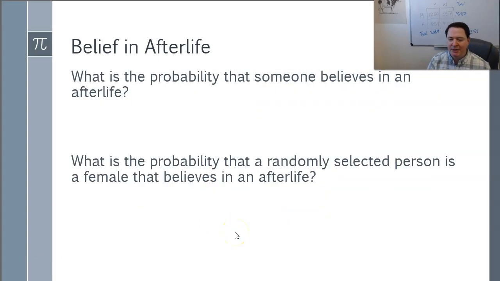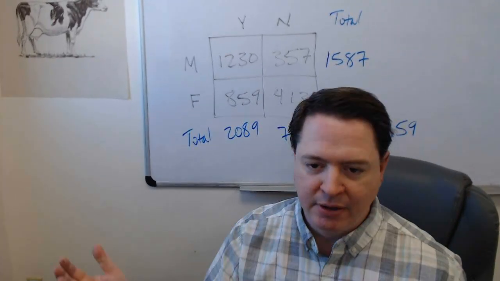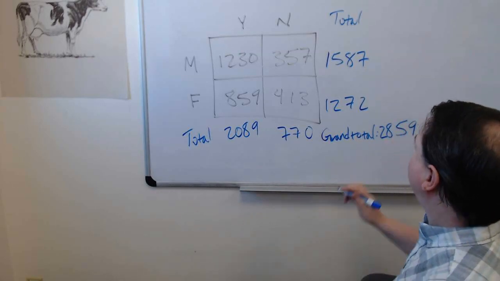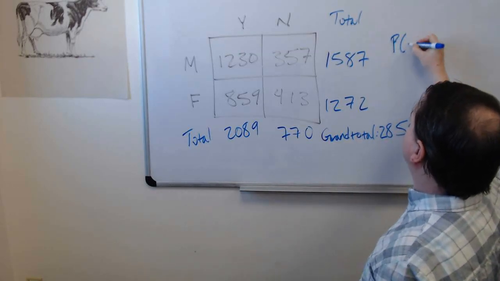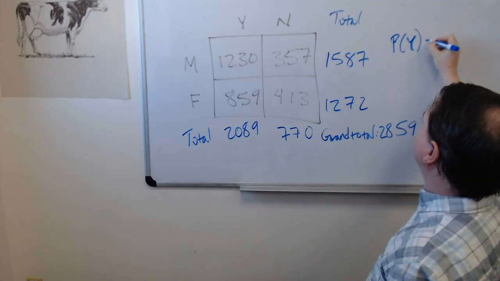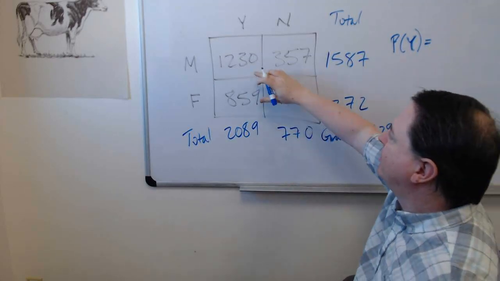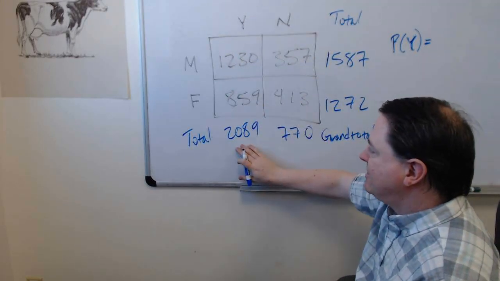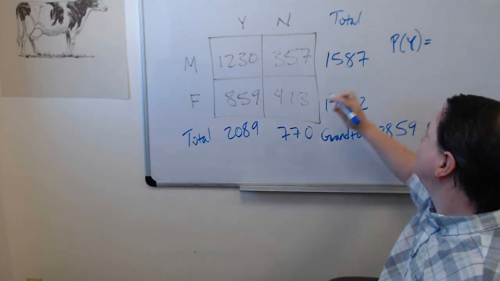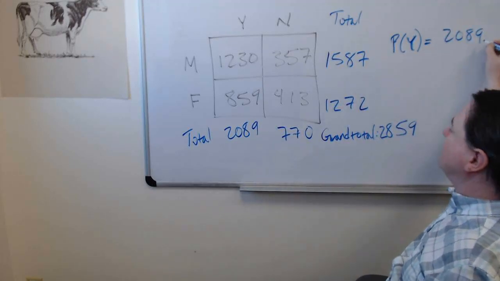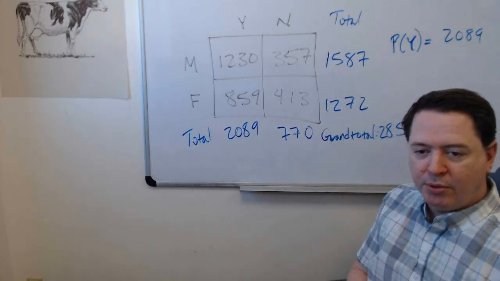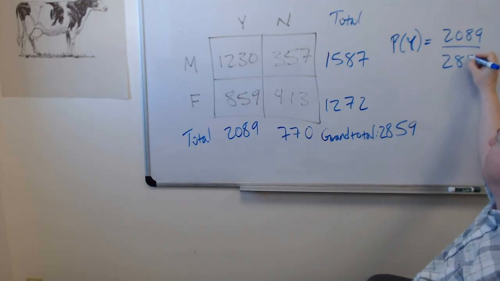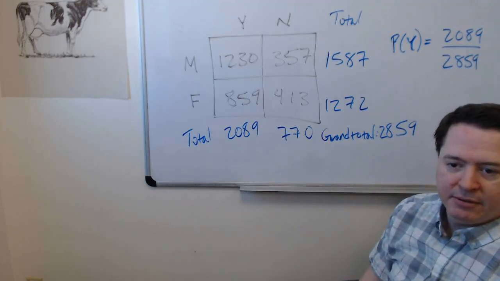Okay, what's the probability that someone believes in an afterlife? Well, that would just be the probability of saying yes here, right? Based off of how this survey was set up, that was the probability that someone says yes at all. This is here, right? That's how many people said yes. 2,089 out of the total number of people in the sample, or in this survey. 2,859 people. Okay. So that's that.